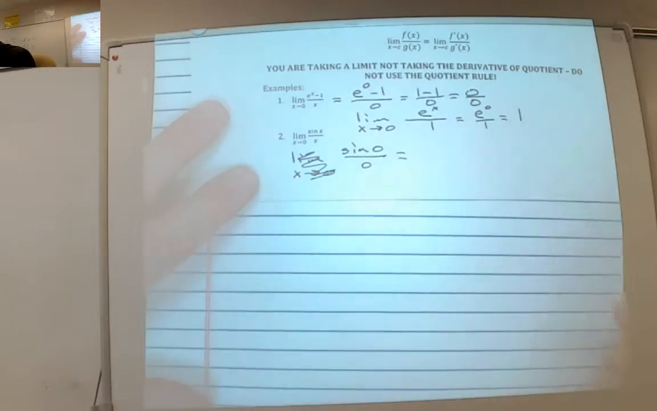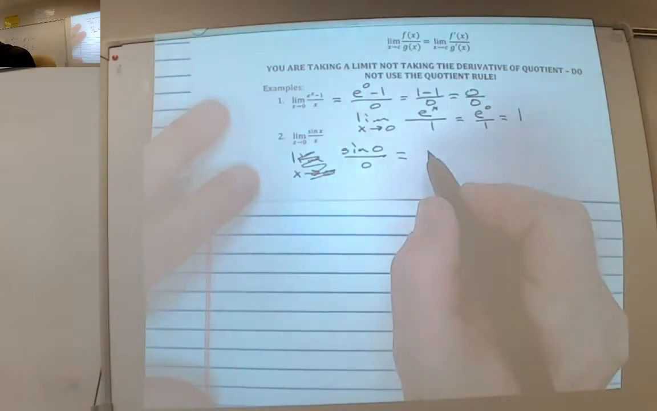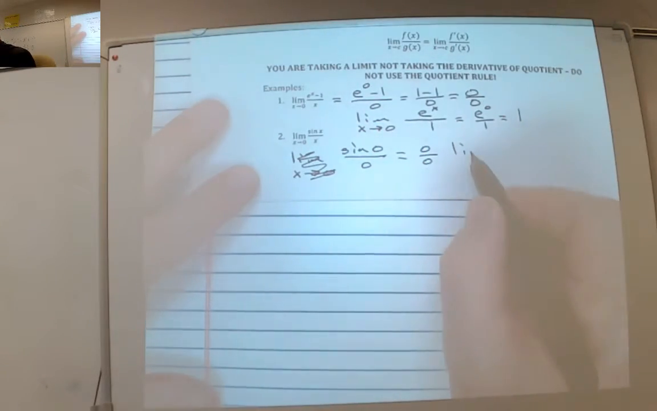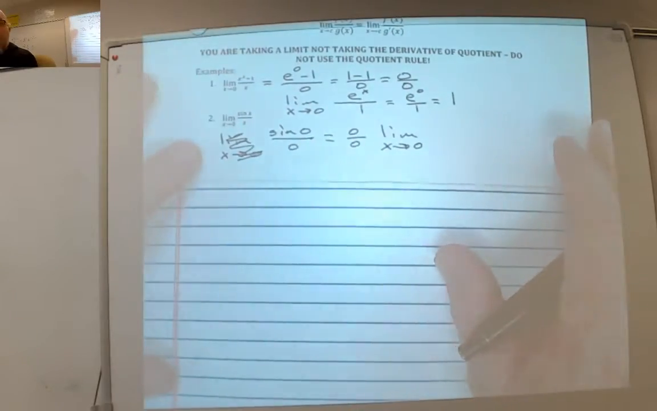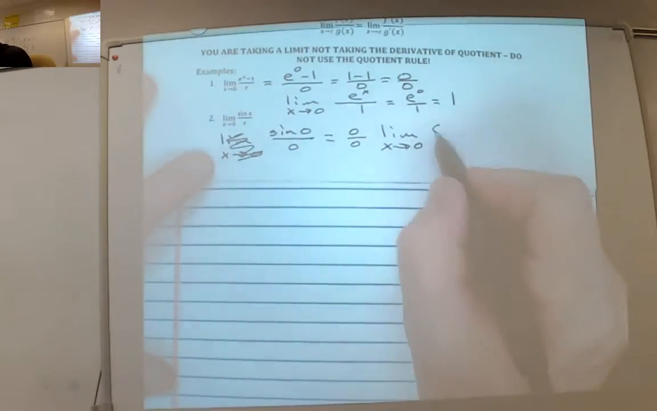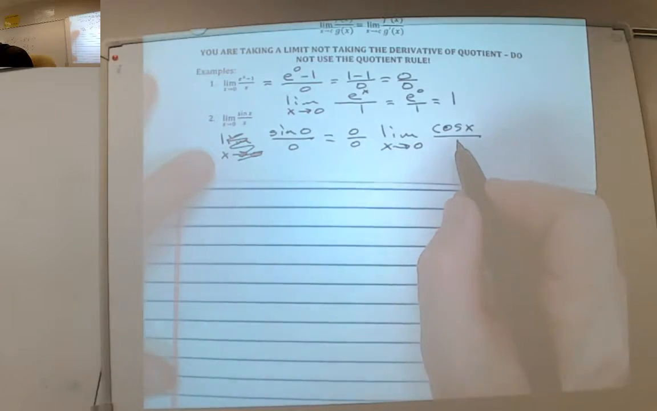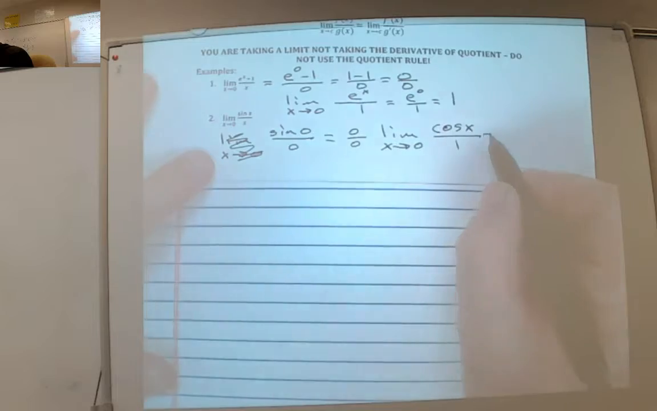And Logan, the sine of 0 is 0. So I got 0 over 0. I have an indeterminate form. So now I'm going to take the, or you are, what's the derivative of sine? Cosine. And what's the derivative of x? 1. And so I have the cosine of 0.